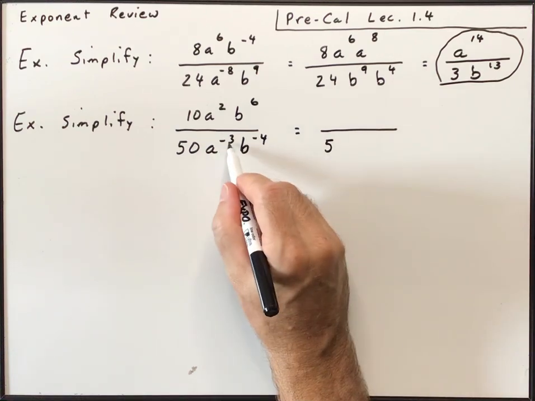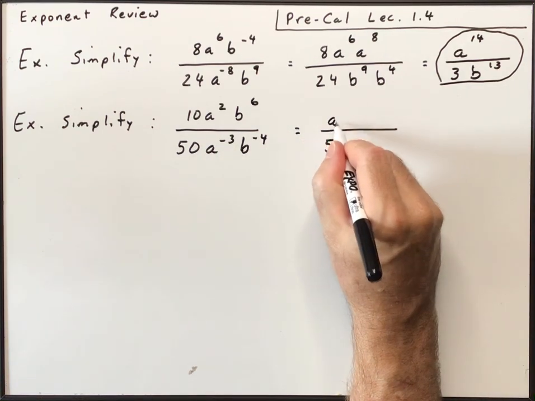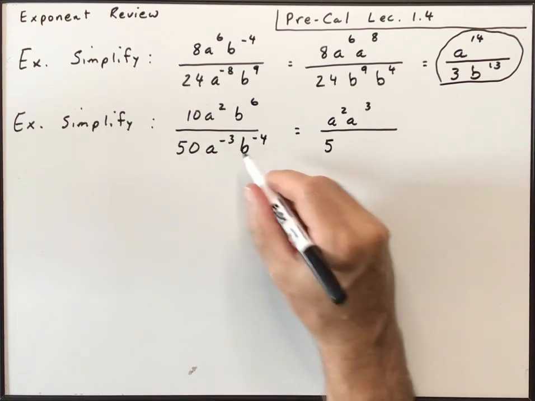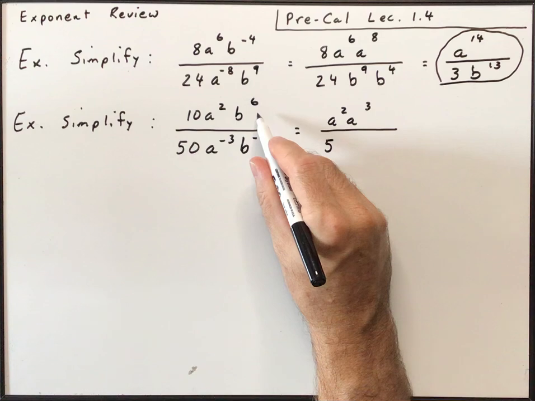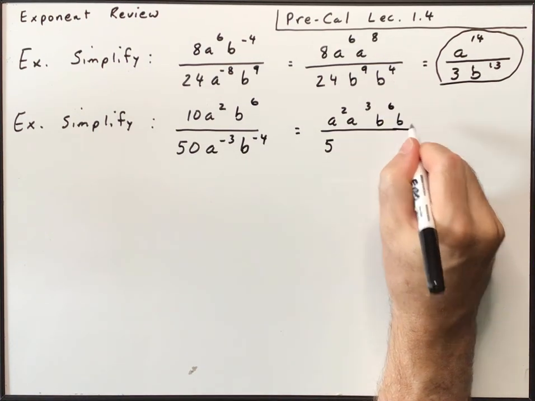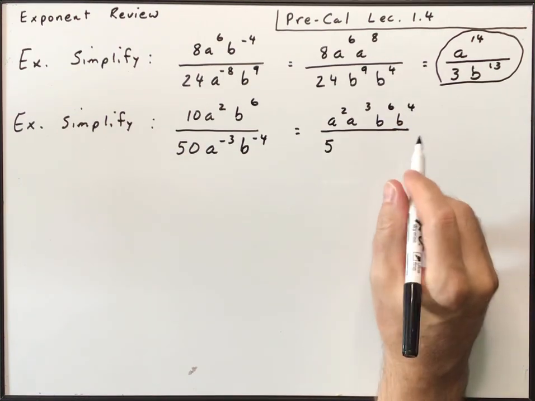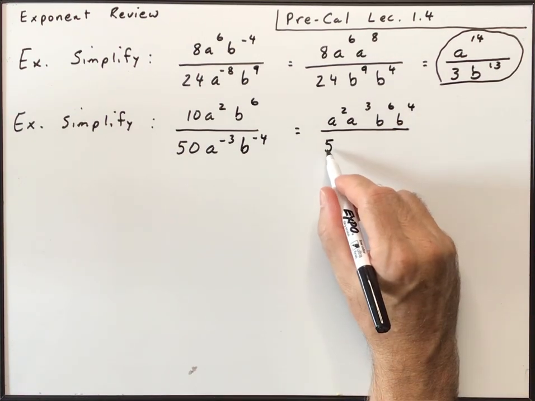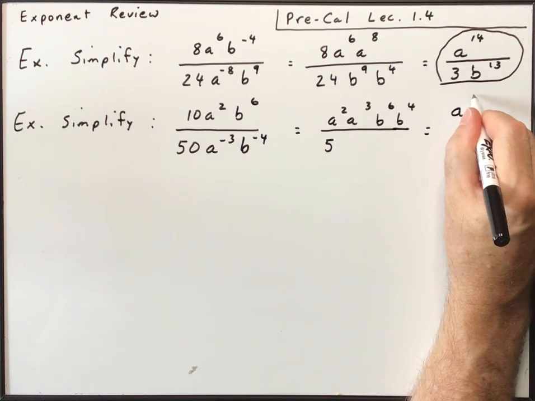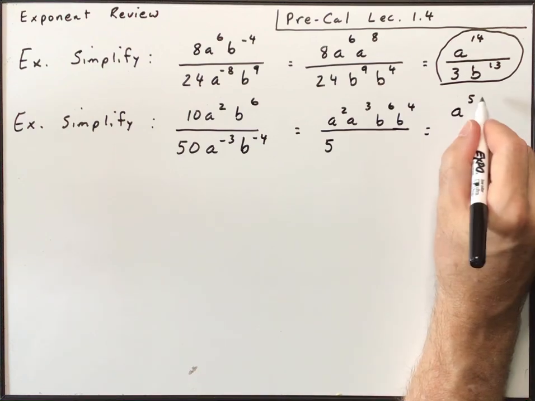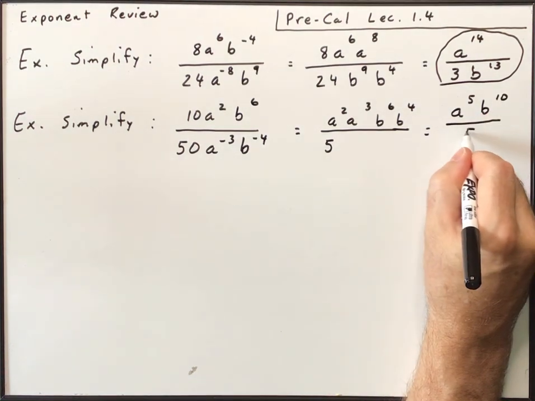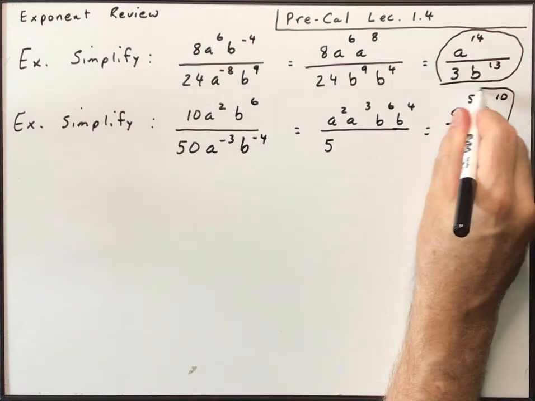I'm going to move that a to the negative 3 up top and make it a to the 3rd. And then I'm going to move that b to the negative 4th up top. So we'd have b to the 6th times b to the positive 4. All of that's over 5. So now we'll combine to a to the 5th, 2 plus 3 is 5, times b to the 10th, all over 5.